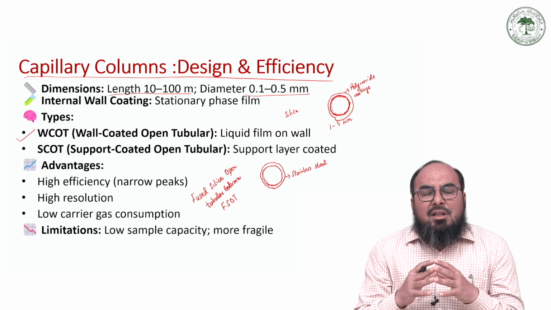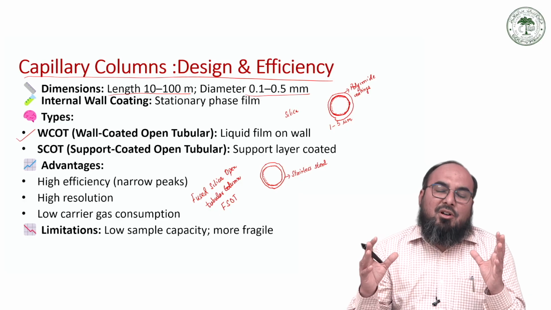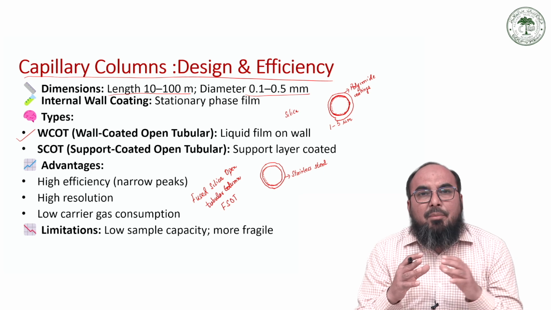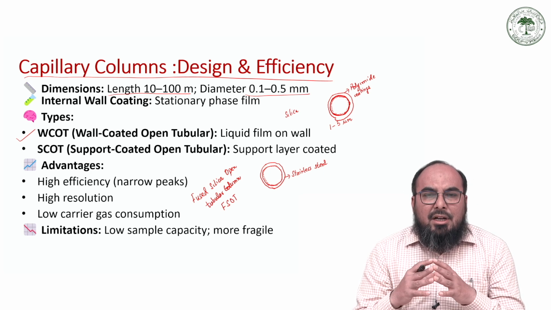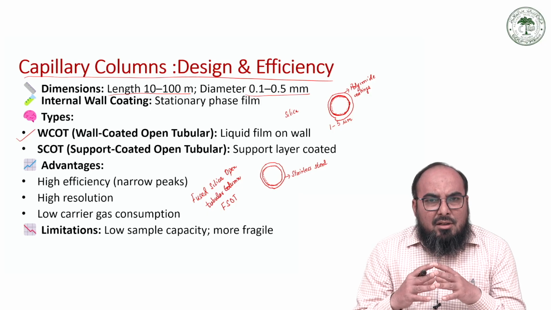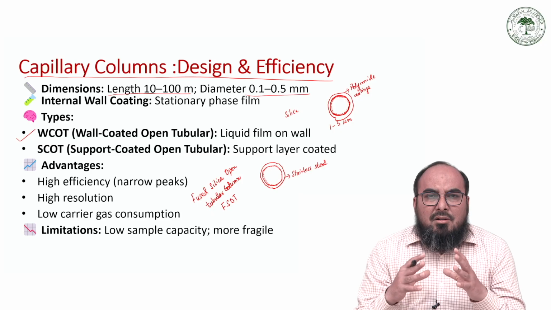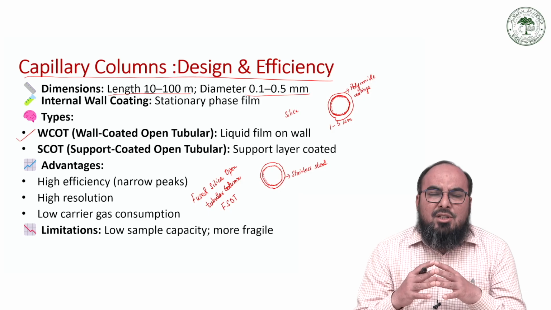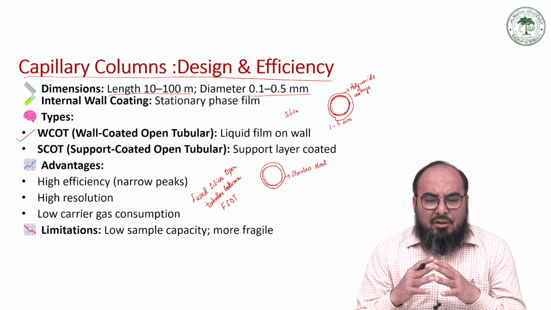And because there is zero resistance or very less resistance, the pressure drop is not too much as compared to the traditional columns where the pressure drop was very high. So these columns are very good in terms of the running time of the sample and in terms of the resolution, or you can say that they are very efficient in separating different components on the basis of the difference in their partition coefficient with the stationary phase.